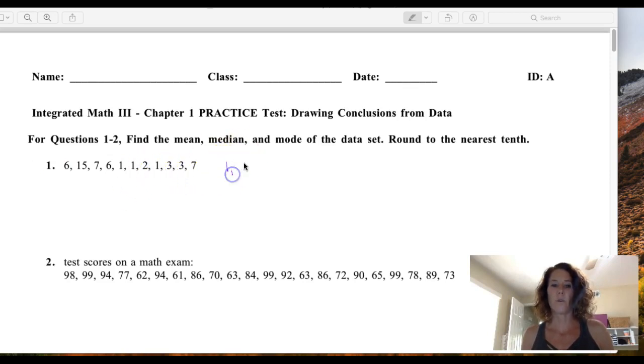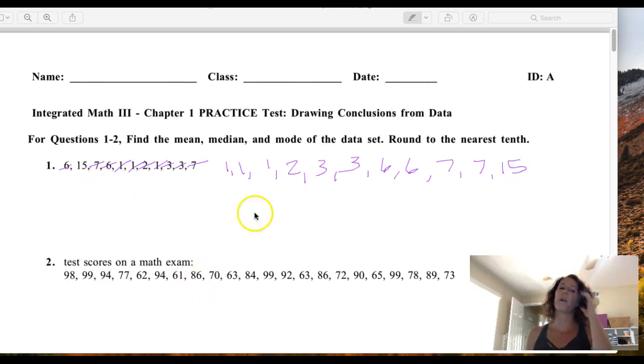So if you just go ahead and order these: 1, 1, 1, and I like to cross mine off just so I know I've gotten them. Then it looks like there's a 2, then a 3, a 3. Next one looks like a 6, a 6. And then we've got two 7s. I apologize for the messy writing. It's really hard to work with this tool. And then a 15.